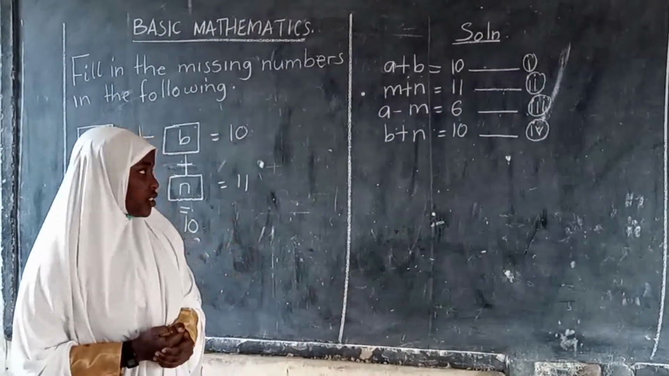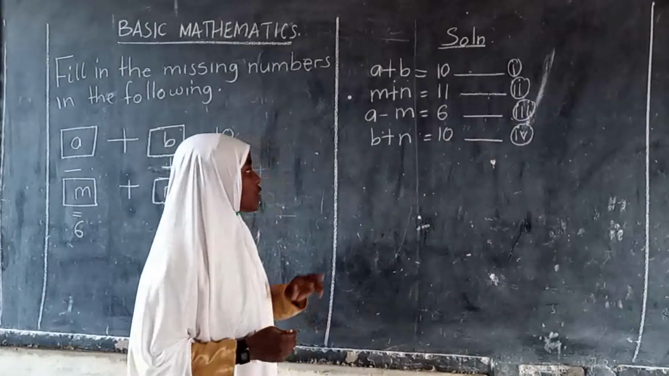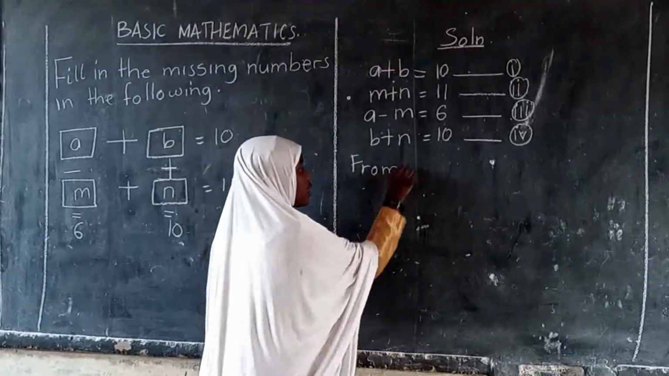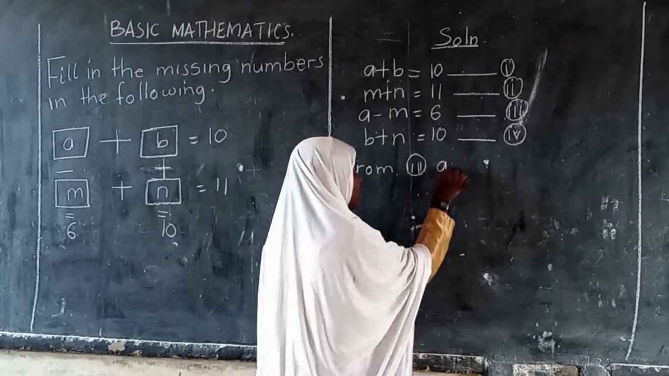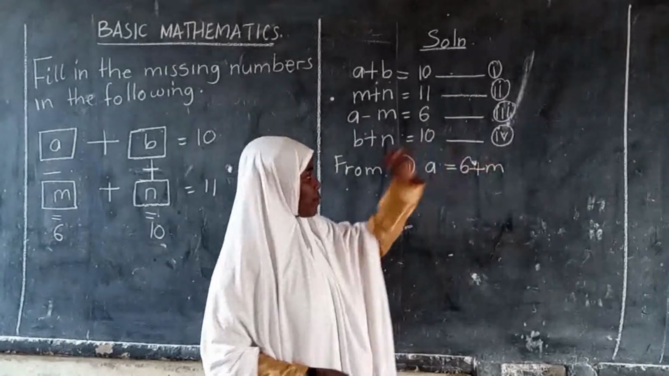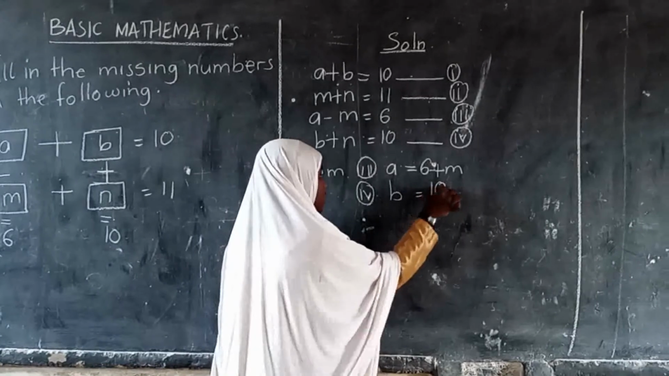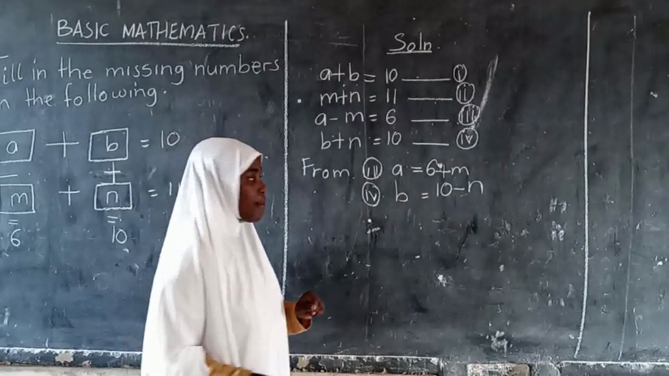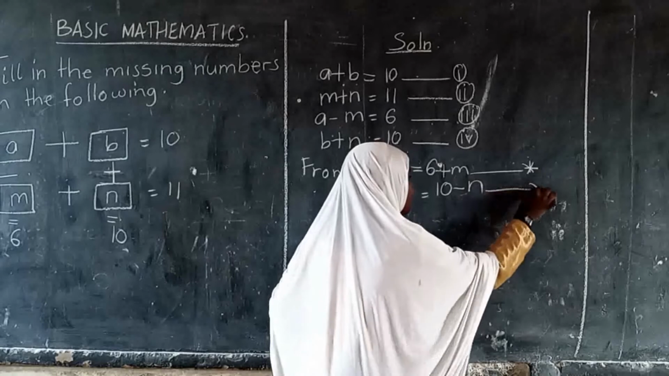After formulating our 4 equations, we are going to use equation number 3 and equation number 4 to get the value of A and the value of B. From equation number 3, we shall make A the subject. That means A is equal to 6 plus M. Also from equation number 4, B is equal to 10 minus N. So you already have the value of A and B. These two equations, you can call them star equations.